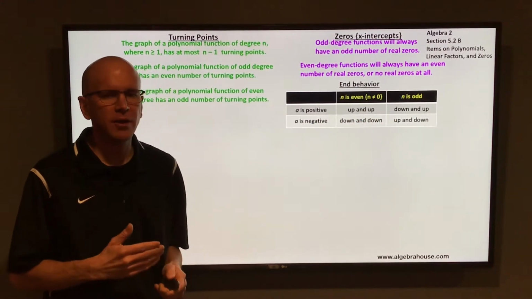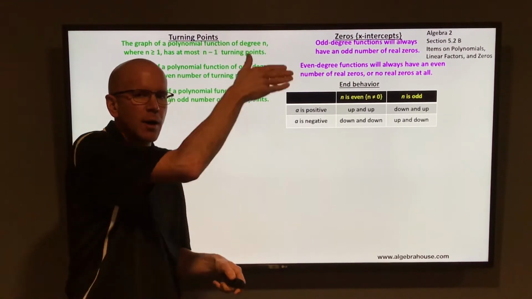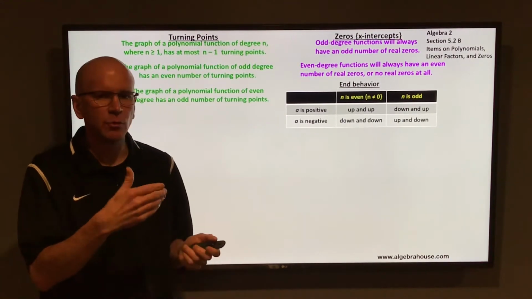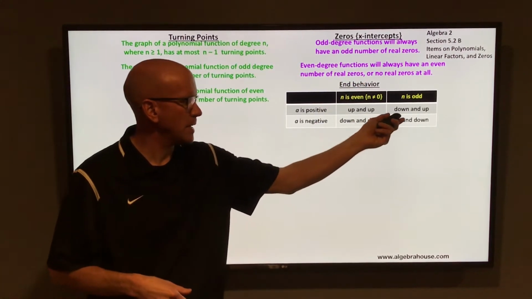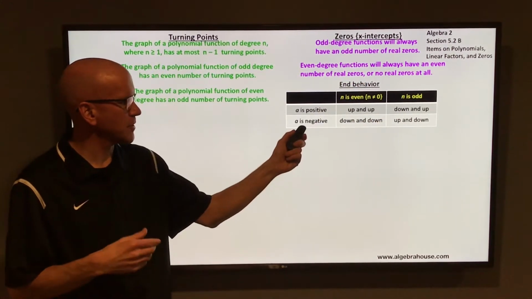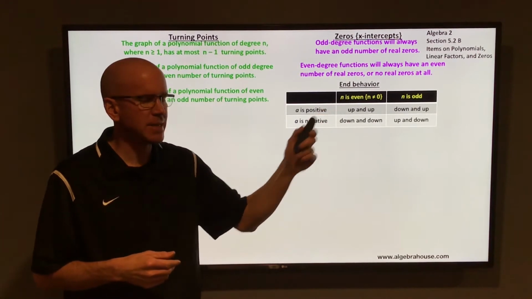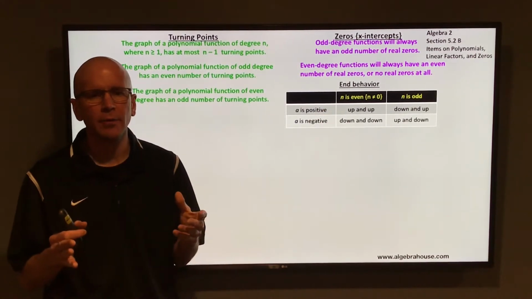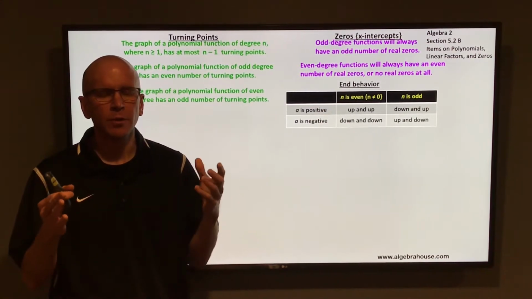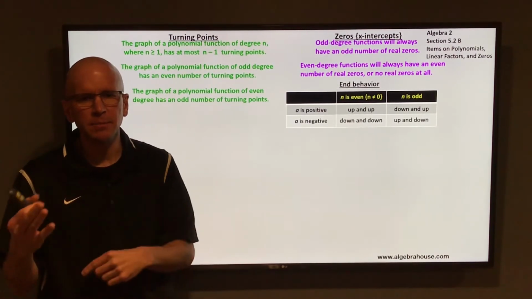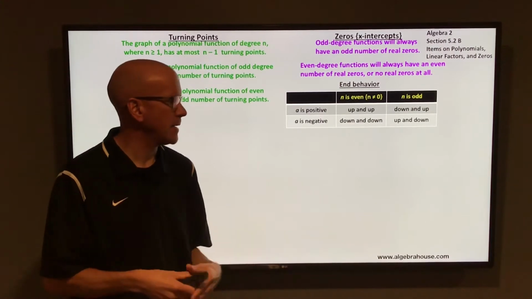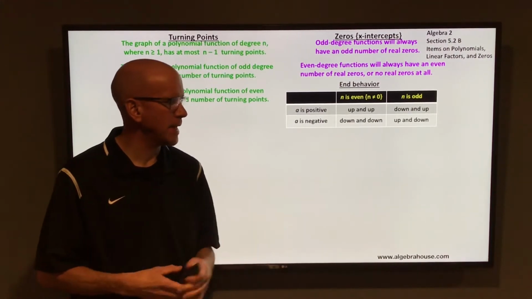If the leading coefficient is positive and the degree is odd, relate that to linear functions, where you have a positive slope. If you have a positive slope, that line's going to go up and to the right, where the end behavior would be down on the left side and up on the right side. So the end behavior would be down and up. If the leading coefficient is negative and the degree is even, again, relate that to quadratic equations or parabolas, where the coefficient of x squared is negative. That parabola would open down. That means it'd be down on the left side and down on the right side. So the end behavior would be down and down.